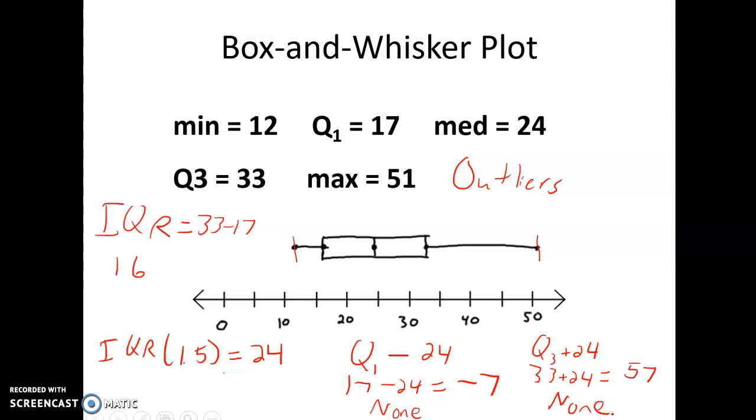So this is our outlier test. We need to find our IQR first. Then we take that number times 1.5. Is it always 1.5? Yes. Is it always going to be 16? No. So it's always IQR times 1.5. You get this number, you subtract it from the first quartile, and you add it to the third quartile. Then you see, are there any numbers below or above these to find any outliers? So that's our outlier test.